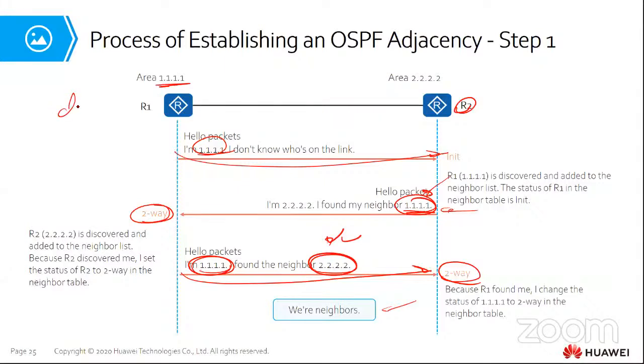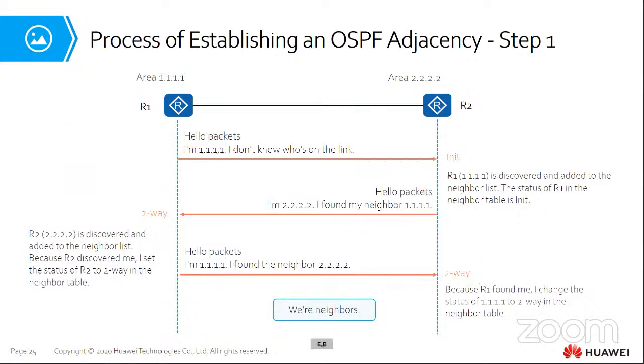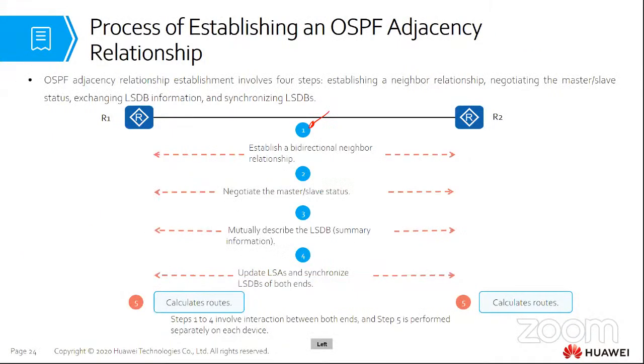So first state is down. From down, you go to init. From init, you go to two-way. You go to init because you've received a packet that contains your neighbor's router ID without your own router ID. You go to two-way because you've received a packet that contains your neighbor's router ID and your own router ID. You become neighbors. After becoming neighbors, we have said we shall go to step number 2.